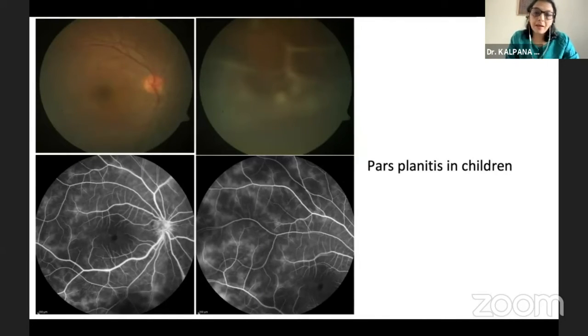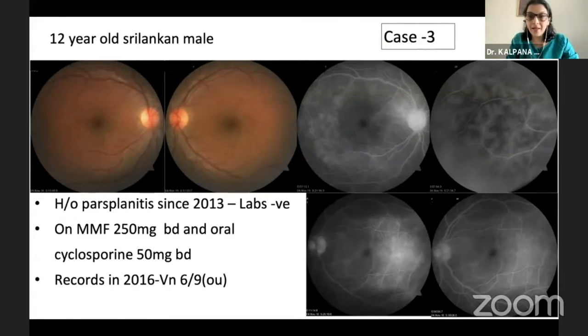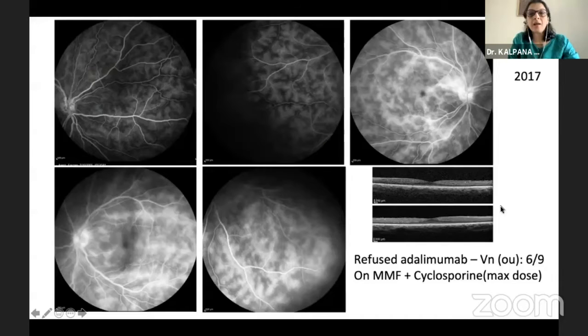Contrary to what we see in adults, children pose a diagnostic as well as therapeutic challenge. And this is highlighted by the next case. So this is a 12-year-old Sri Lankan male who had a history since 2013, extensively investigated in Singapore and in India. And when he came to me, he was on MMF and oral cyclosporin at maximum dosages. So when I reviewed his records, it was very similar to what I was seeing. It was otherwise a quiet eye clinically, but fluorescein angiography showed extensive leakages. And this was quite similar when I repeated it a year later as well. So when I looked at 4 years, he was maintaining 6/9 vision with the same amount of leakage.